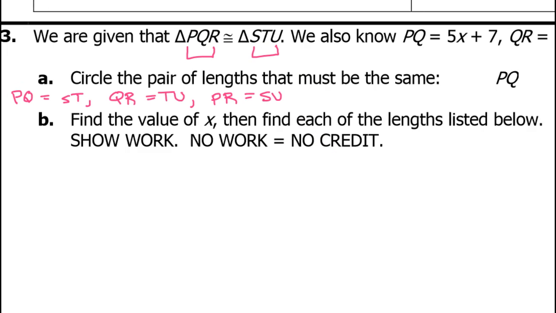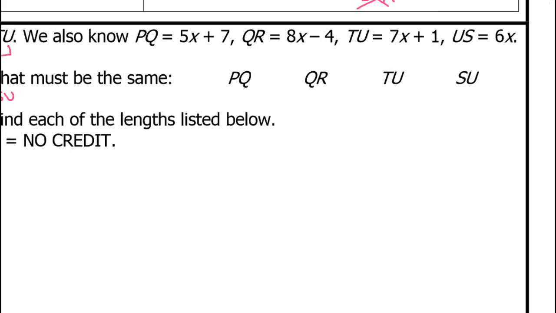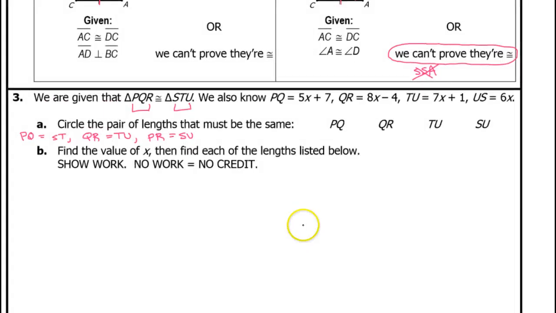So we're supposed to circle a pair of lengths that must be the same. So PQ and ST, I see PQ, there is no ST here. QR and TU, okay, there they are. So QR and TU, those are the two that must be the same. But here's a complete list right here.